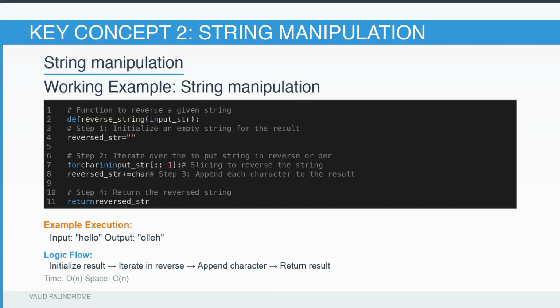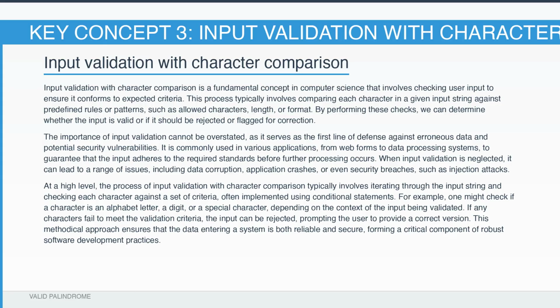Input validation with character comparison is essential in computer science. Think of it as a security guard checking IDs at the entrance of a club. When users provide input, we need to ensure it meets specific criteria, like allowed characters or the correct format. This process helps us determine whether to accept or reject that input.